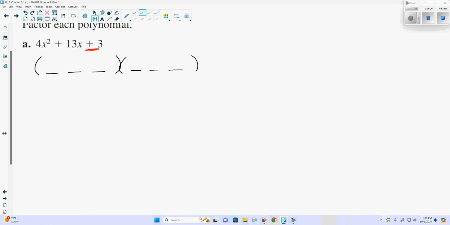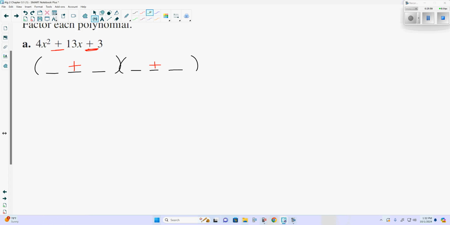Find the signs. If the third term is positive, the signs are the same and match the sign of the middle term. If the third term is negative, the signs are opposite. Here, the third term is positive, so the signs are the same and they match the sign of the middle term, which is positive. So both of our signs in the middle are going to be positive, plus and plus. Questions on this here?